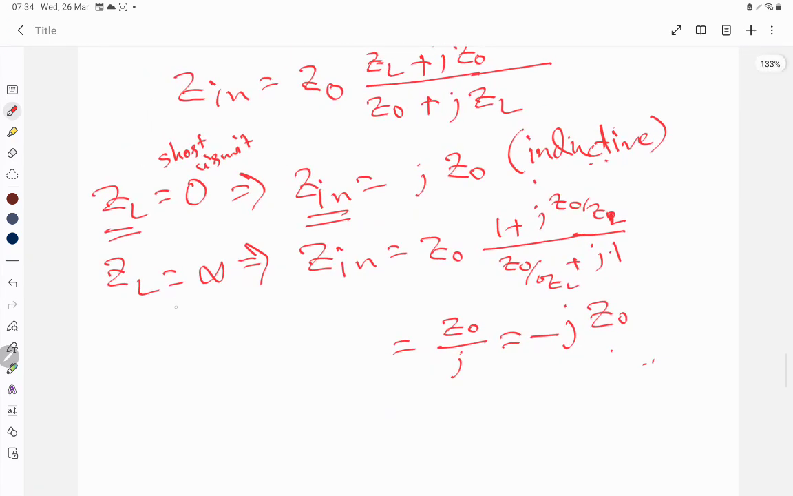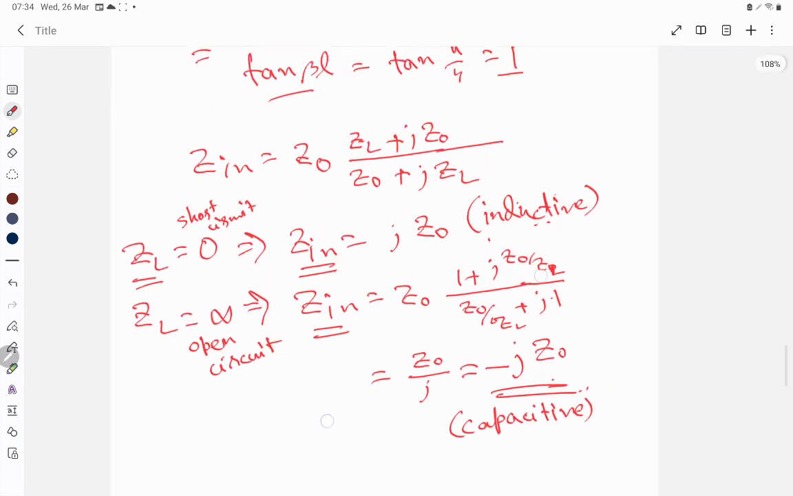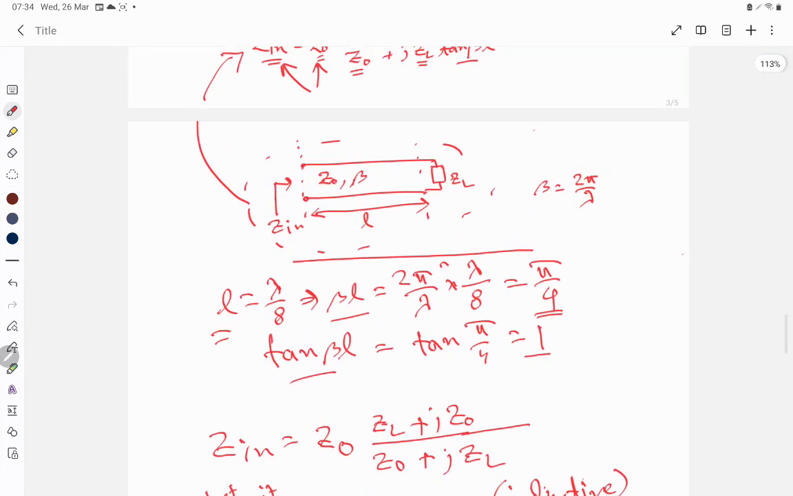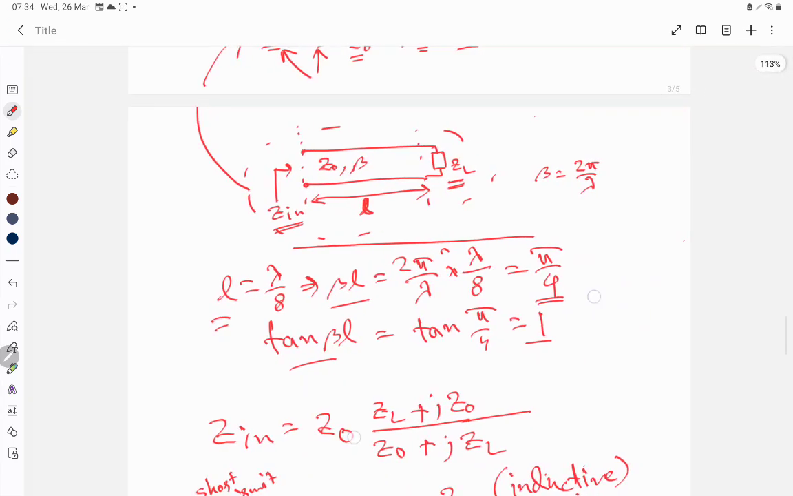And if we replace our ZL with an open circuit, then we get Zin as minus jZ0, which is nothing but capacitive. So, by utilizing a particular length of this transmission line and an open circuit or short circuit at the end of the transmission line, we can represent an inductor or capacitor as the input impedance.